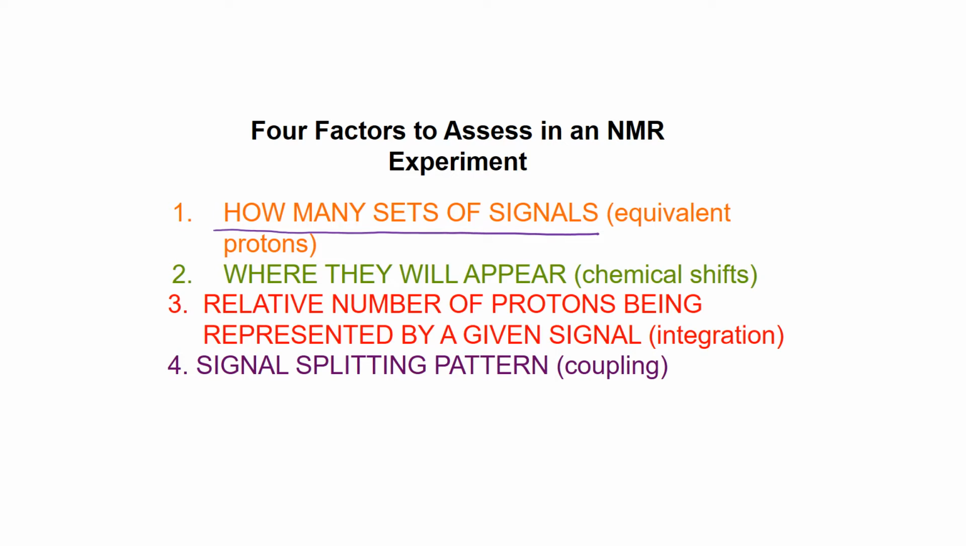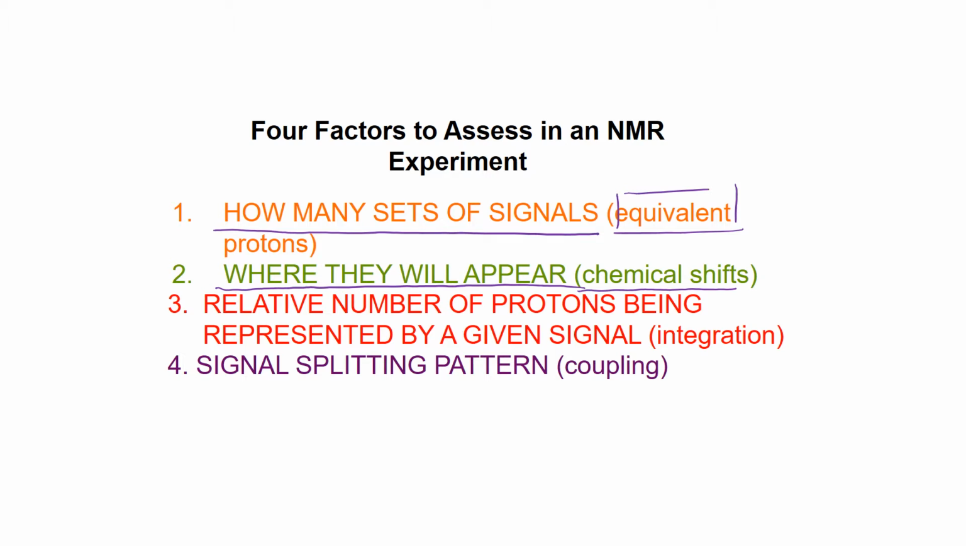What we're going to learn to do is how to divide up a structure into sets of what we call equivalent protons. We also introduced the term chemical shift. This is talking about where the signal's going to appear. But we didn't really get into why different protons will show up at different chemical shifts, so that's what we will address in this video.